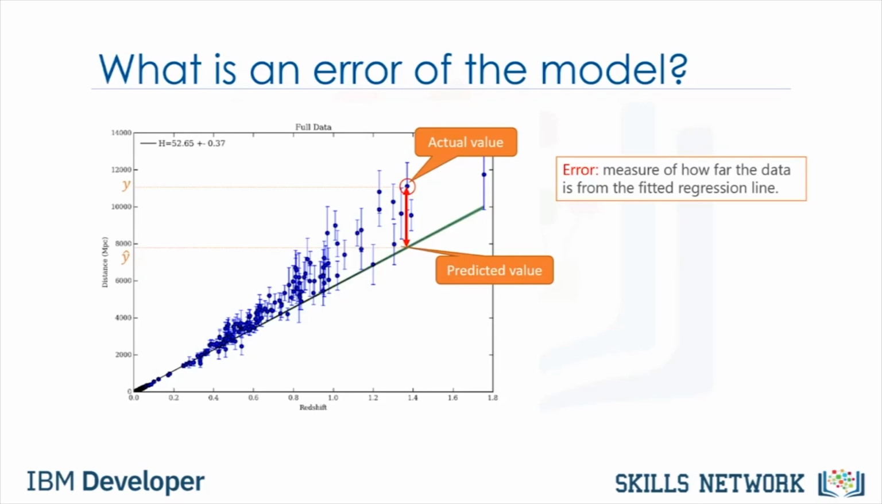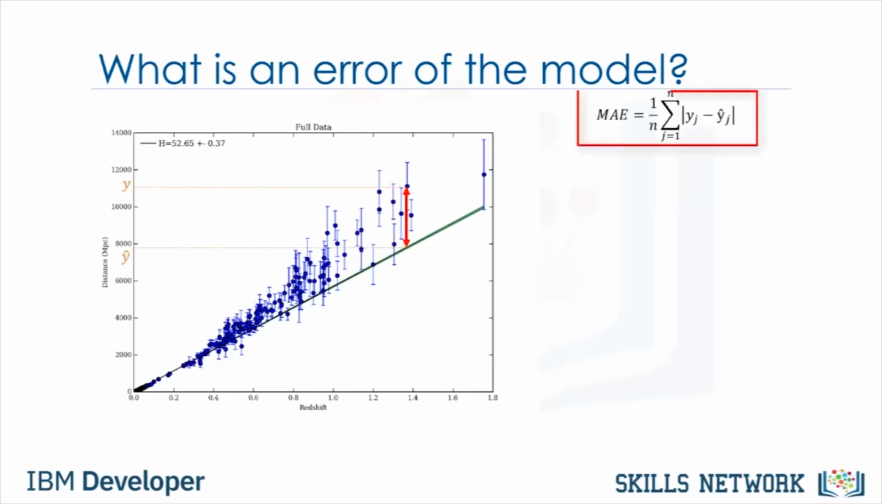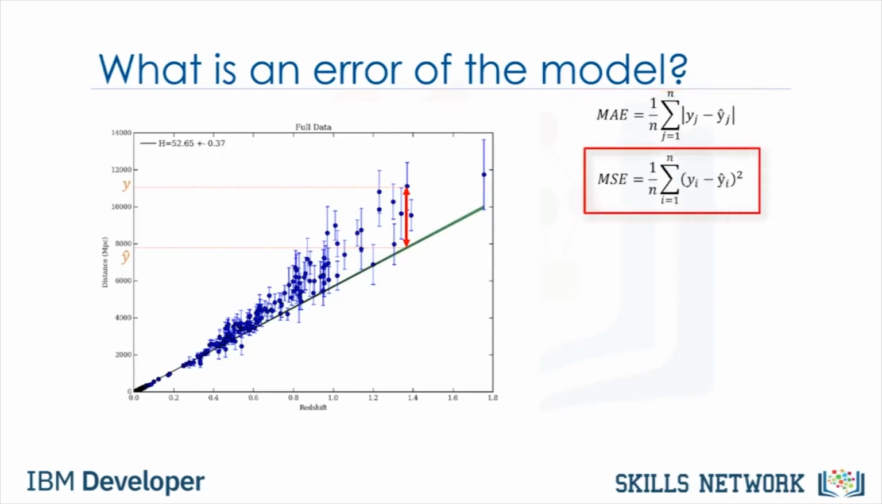Since there are multiple data points, an error can be determined in multiple ways. Mean absolute error is the mean of the absolute value of the errors. This is the easiest of the metrics to understand since it's just the average error. Mean squared error is the mean of the squared error. It's more popular than mean absolute error because the focus is geared more towards large errors. This is due to the squared term exponentially increasing larger errors in comparison to smaller ones.